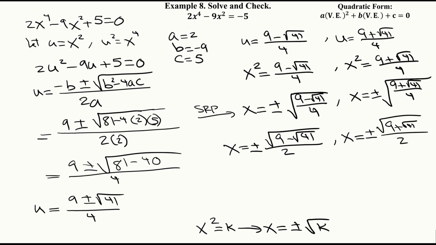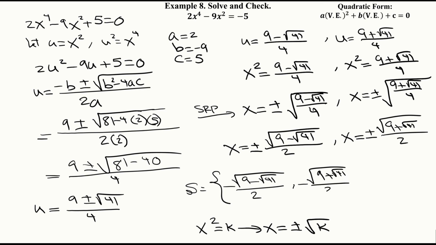So notice that that's actually 4 solutions. So we'll go ahead and write them out separately in our solution set. So we have negative the square root of 9 minus the square root of 41 over 2, and negative the square root of 9 plus the square root of 41 over 2.